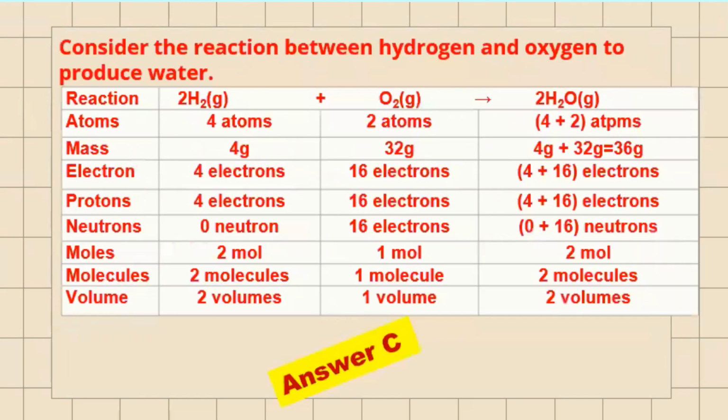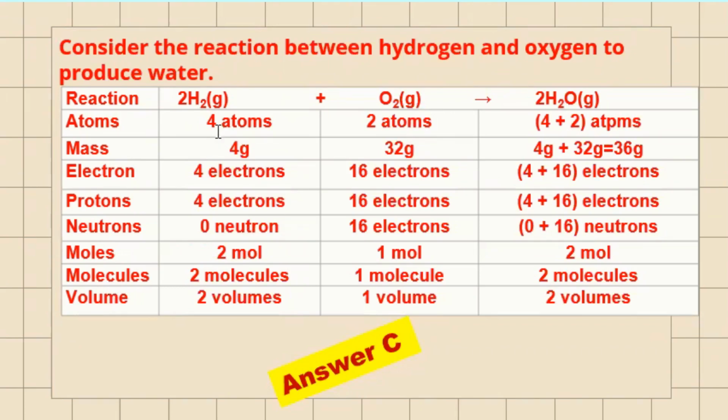Okay. Let's consider the reaction between hydrogen and oxygen to produce water. Okay. Reaction, hydrogen and oxygen combine to give water. This is a balanced chemical equation. From this balanced chemical equation, we can determine the number of atoms, mass, electron, proton, neutron, moles, molecules, and volume. Okay, a balanced chemical equation gives us information about the number of atoms, the mass, electron number, proton number, neutron number, moles, molecules, and volume of both the reactant and products.